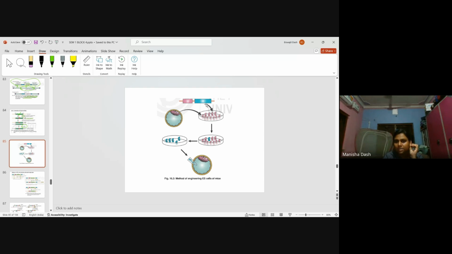Then this construct is inserted into the embryonic stem cell, and when the embryonic stem cells are inserted in the mouse, they will show the mutation or the mutant function.